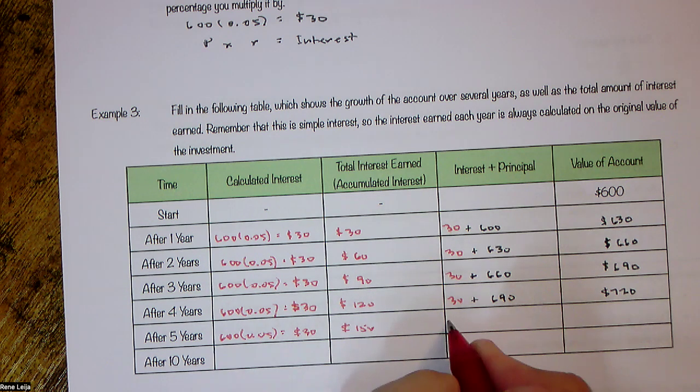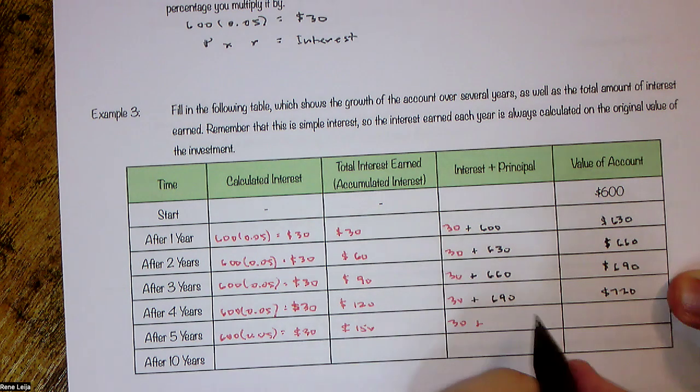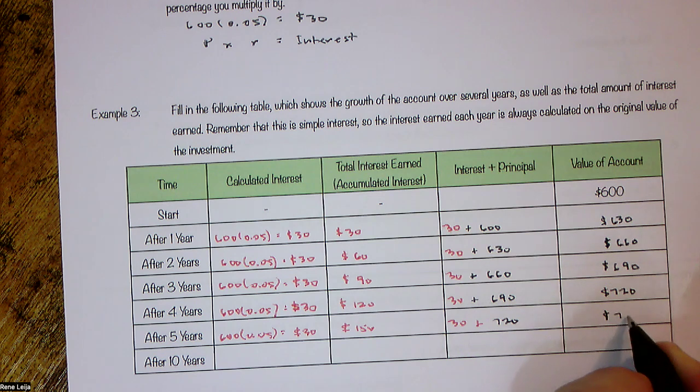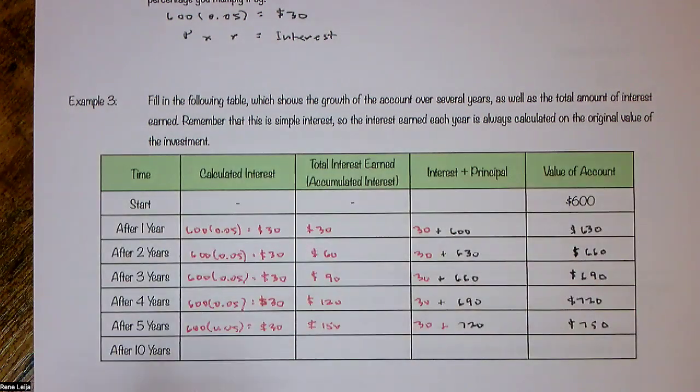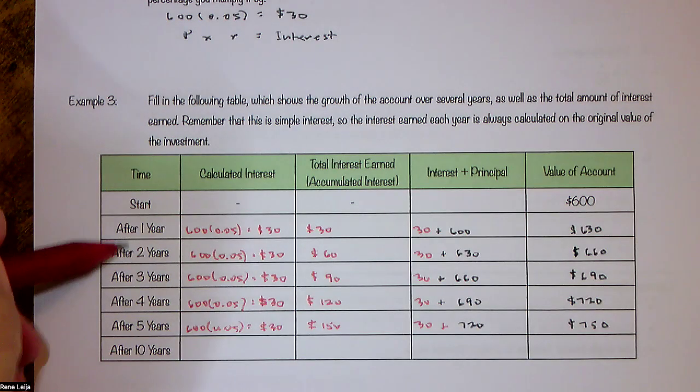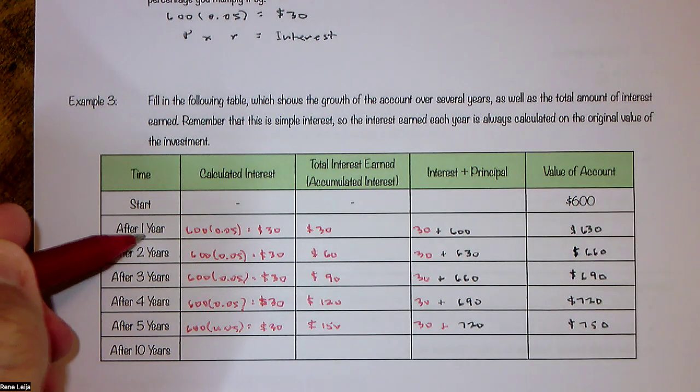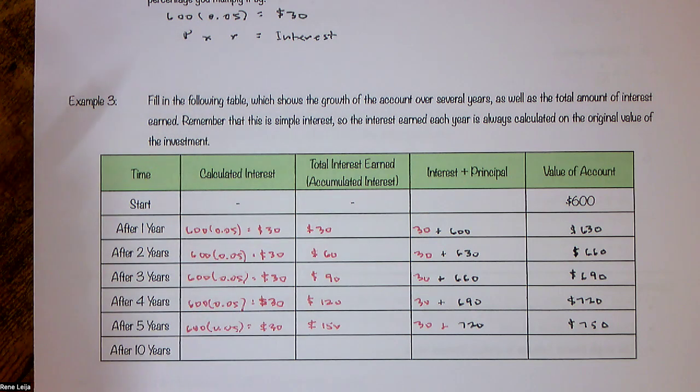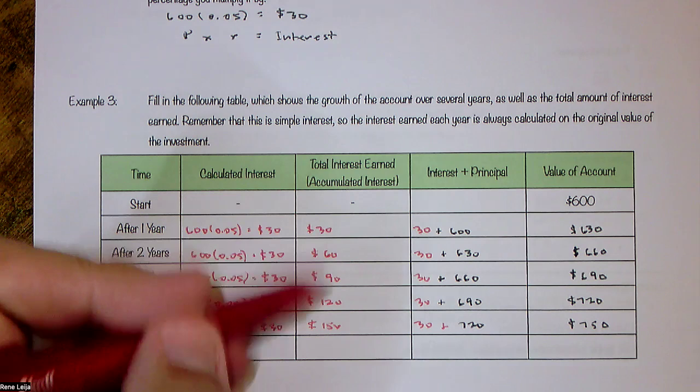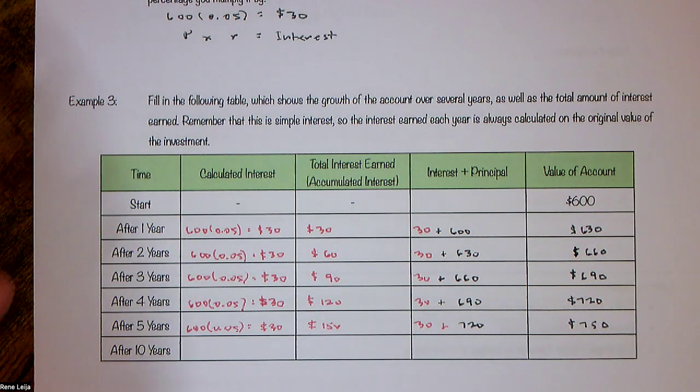Okay. Here's the interest that we just earned from year five, plus the previous amount in our account, which was the 720. So now we have $750 in our account. Okay, now all of a sudden it jumps. Now hopefully you can see what happens. So every year you are earning $30. So at the end of 5 years, you have earned a total of $150.